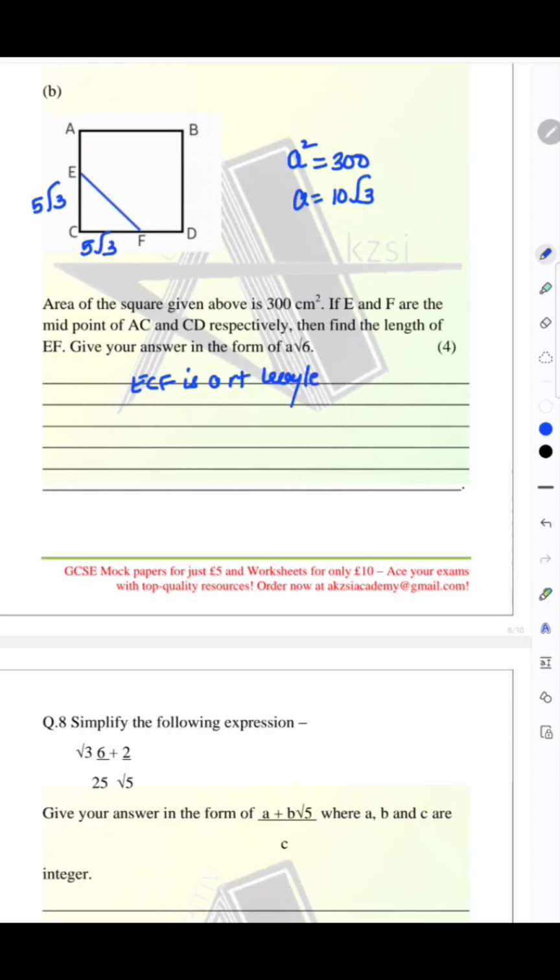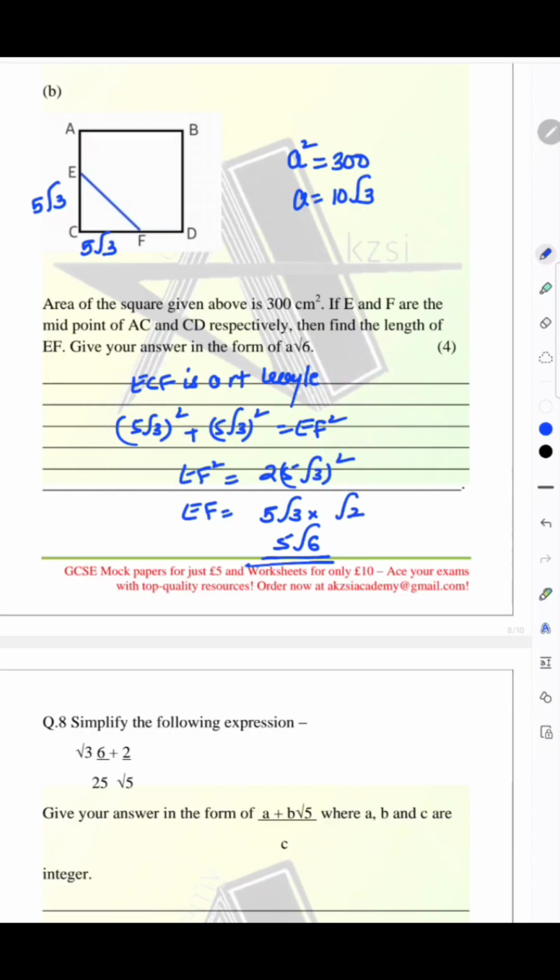So we are applying Pythagoras. 5 root 3 whole squared plus 5 root 3 whole squared is equal to EF squared. So EF will be root of 2 times 5 root 3 whole squared. If you root the square, the answer will be the same number. So rooting 5 root 3 whole squared will give you 5 root 3. And when you root 2, it will give you root 2. That means the answer is 5 root 6, and that's the length of EF. And it has to be in the form of A root 6. So yeah, it is.